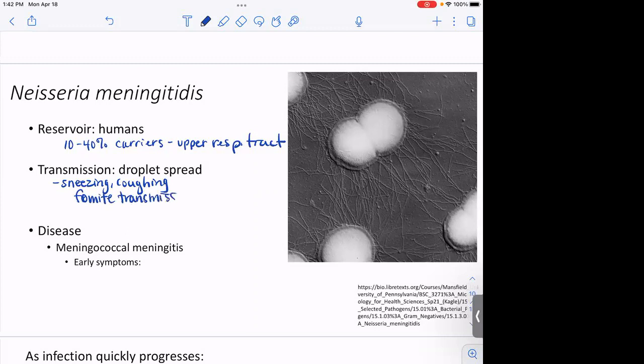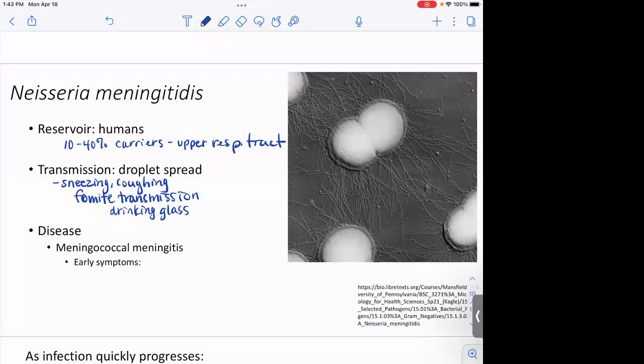Remember what a fomite is? That's some non-living object, like a drinking glass, for example, or maybe a fork, an eating utensil. You share it with somebody else who maybe is a carrier, and then you, I don't know, get it in larger numbers.